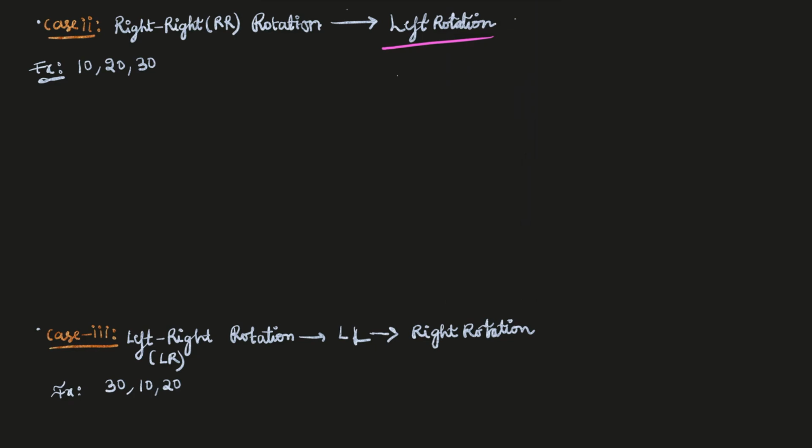First, let's insert the following numbers. 10 would be the root node. 20 is greater than 10, so it would come at the right side. 30 is greater than 20, so it would come right side of 20.